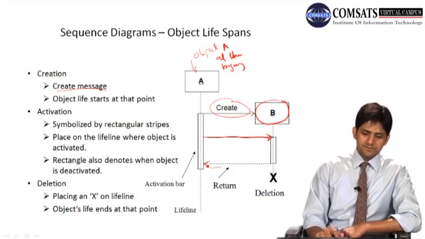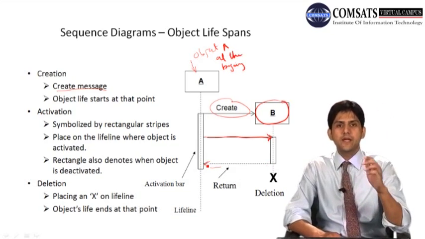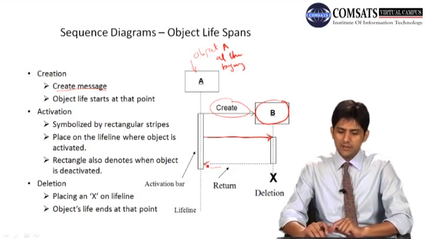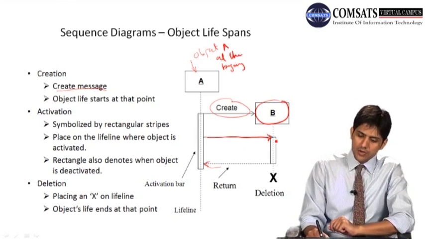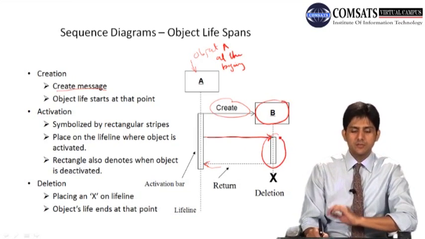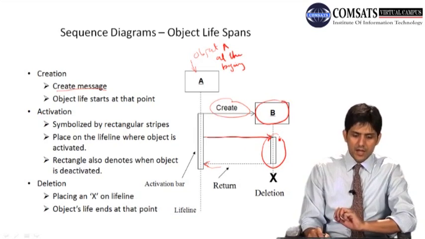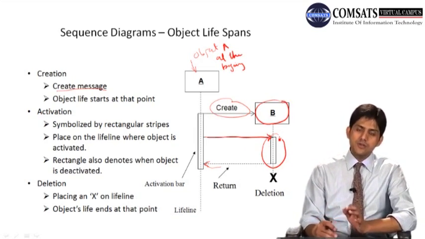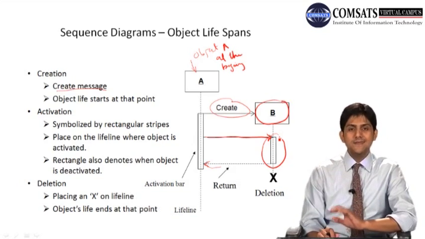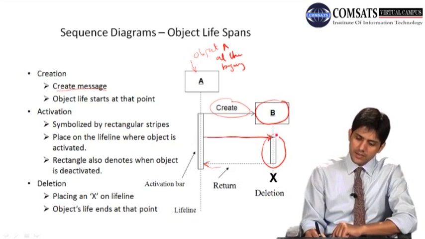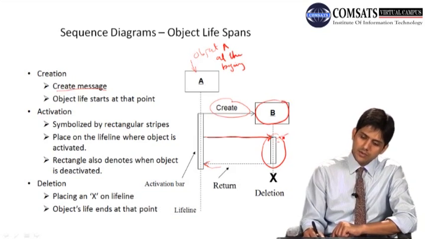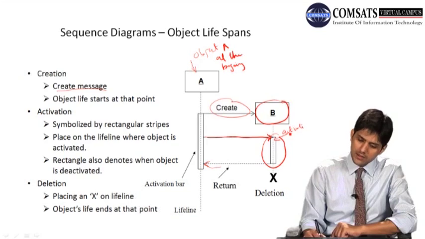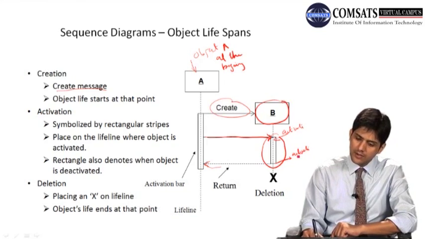The activation is the same. This is the activation box. It is symbolized by those rectangular strips placed on the lifeline where the object is activated. The rectangle also denotes when the object is deactivated. Just as this rectangle starts here, it means that the object is activated, and at this point the activation ends.